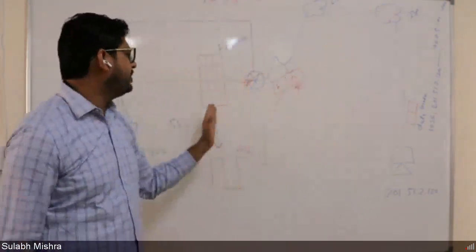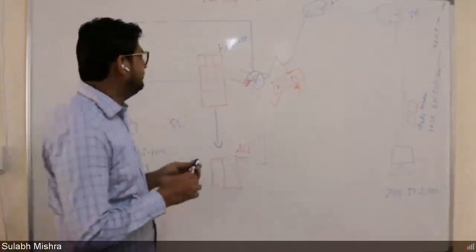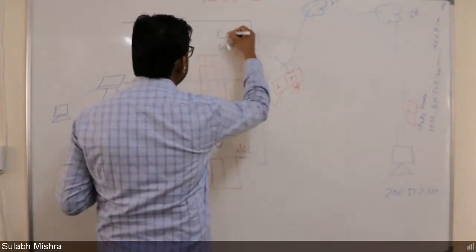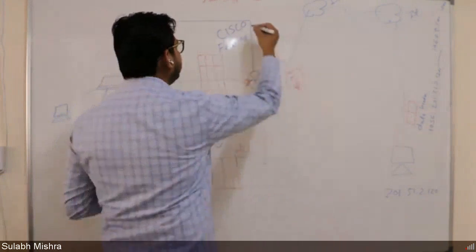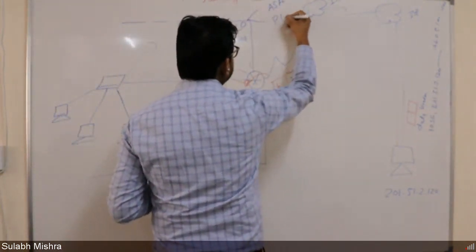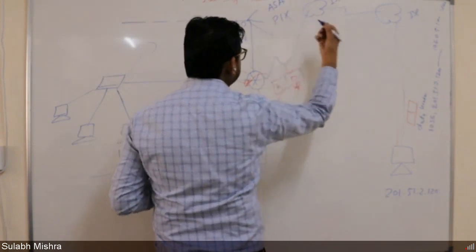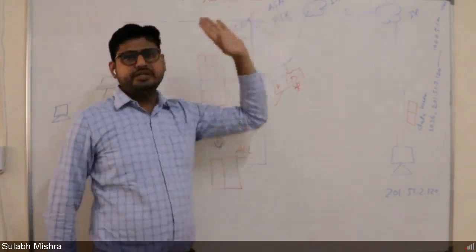Let's say we bought this firewall from Cisco, right? We have this Cisco firewall. Cisco has multiple firewalls, like ASA, Adaptive Security Appliance, and PIX, and some other firewalls also. This ASA, you will see in many places, the ASA firewall, right?